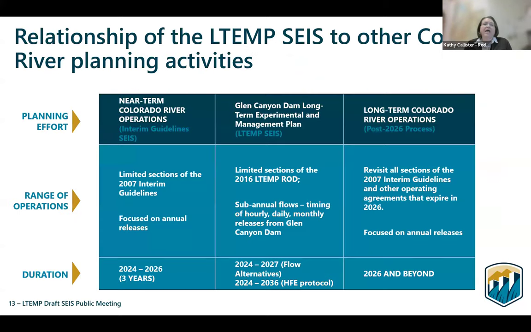All right. We showed this graph again during the scoping, but I wanted to show it again today. It is the relationship of the three Colorado River planning activities that are currently underway. The important thing for me to emphasize is that the LTEMP SEIS is focusing on the subannual flows, especially the timing of hourly, daily, and monthly releases from Glen Canyon Dam. The other two are looking at the annual releases and volumes released from Glen Canyon Dam.